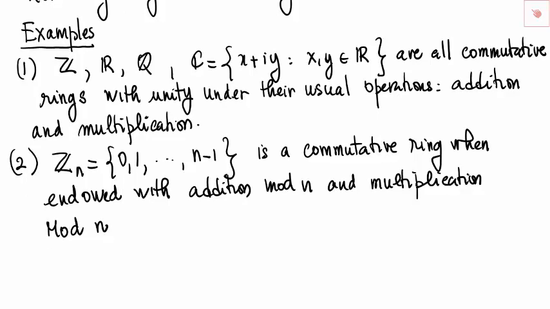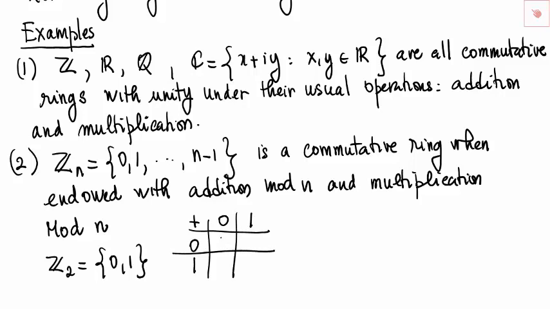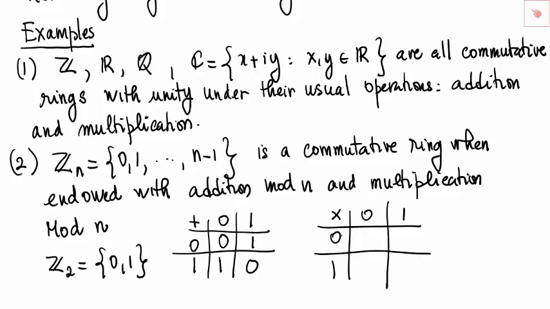So let's take, for example, take for instance Z2. It is 0 and 1. Notice that if we do the addition table, we have 0, 1 here, 0, 1. 0 plus 0 is 0, 1, 1, and then 0. And the multiplication table: 0, 1, 0, 1. And you can see here that 1 is a unity.